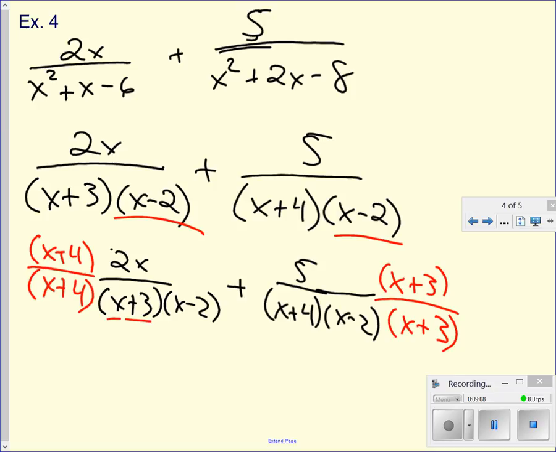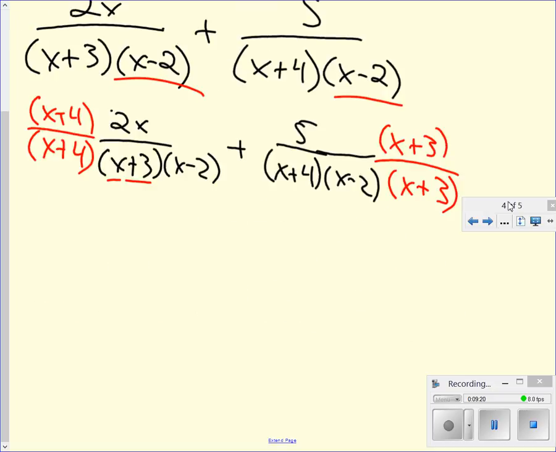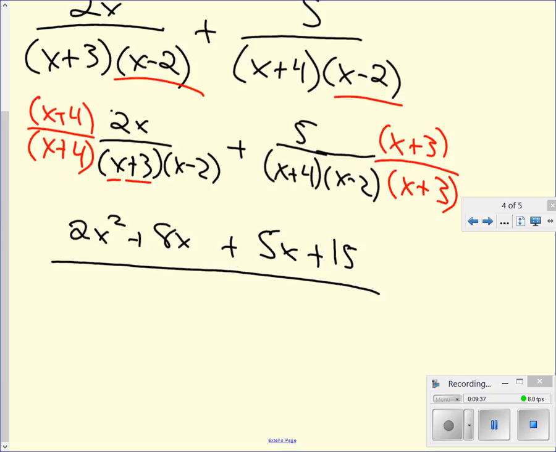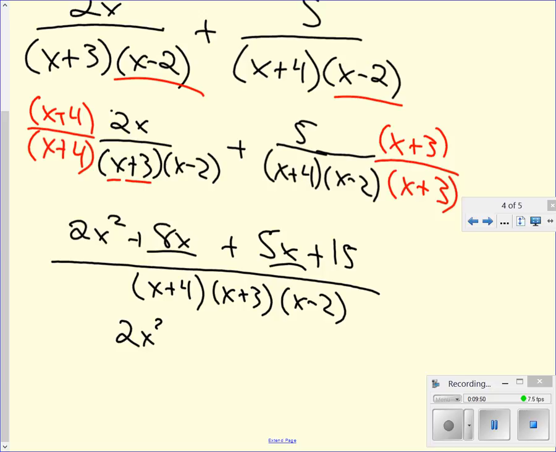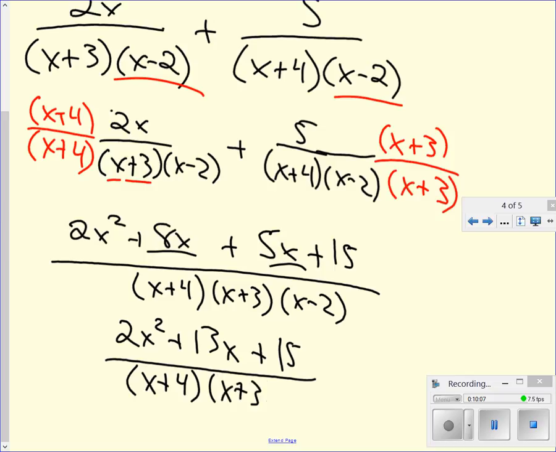I need to make them all the same. So I'm going to leave the bottom just as its factors for now. I might be able to eliminate something later, but I'm going to have to expand the top. When I expand the top, 2x times x gives me 2x squared. 4 times 2x is 8x, plus 5x plus 15. And the bottom is just (x + 4)(x + 3)(x - 2), because it's all the same. Now I'm just going to combine terms, 5x and 8x. So I get 2x squared plus 13x plus 15 over (x + 4)(x + 3)(x - 2).